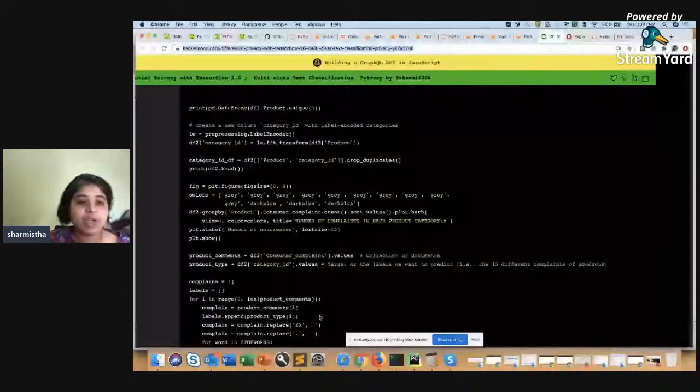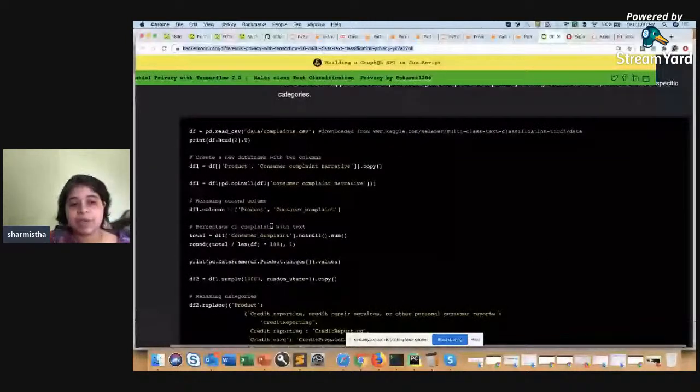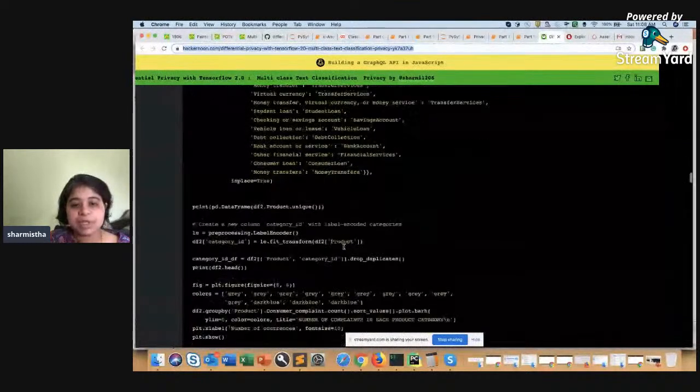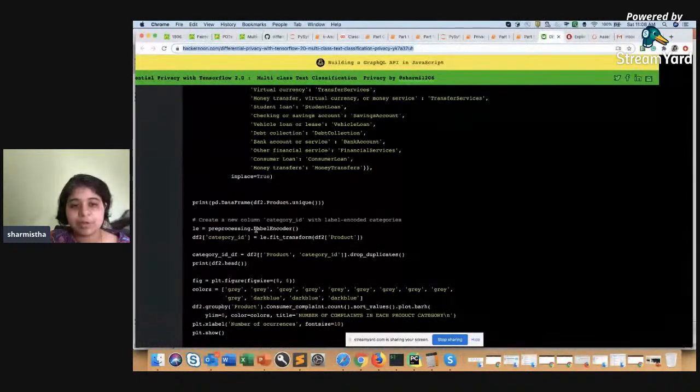So let's see how you add it. This is normal. Say I've taken some consumer complaints from Kaggle, a multi-class text classification data set. Then I replace these. What is the problem? It's simple. For example, student loan can be categorized as student loan, and if it is financial services, these are the keywords which get replaced with this keyword.